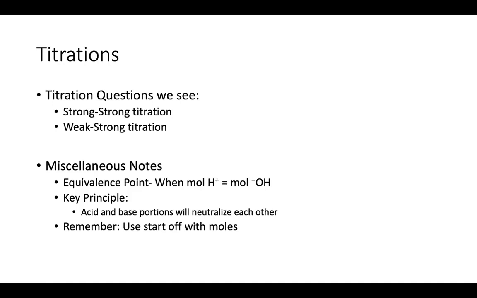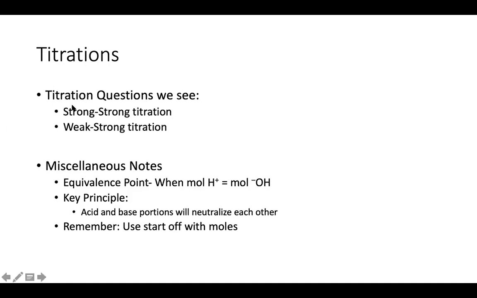Okay, and so we really only see 2 types of titration questions. We see strong titrations, and we see weak, strong titrations. Now remember in titrations, we have 2 chemical species, right? 1 will be an acid and 1 will be a base. You'll never have a strong base and a strong base. That just won't happen in a titration. They always need to be opposites.